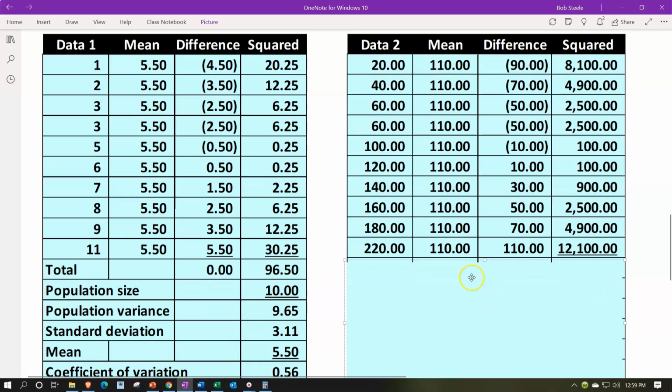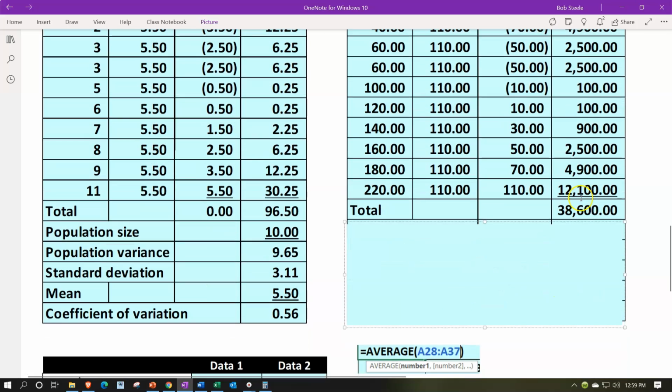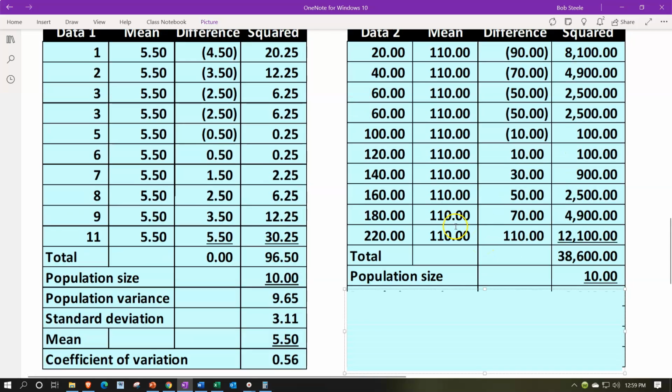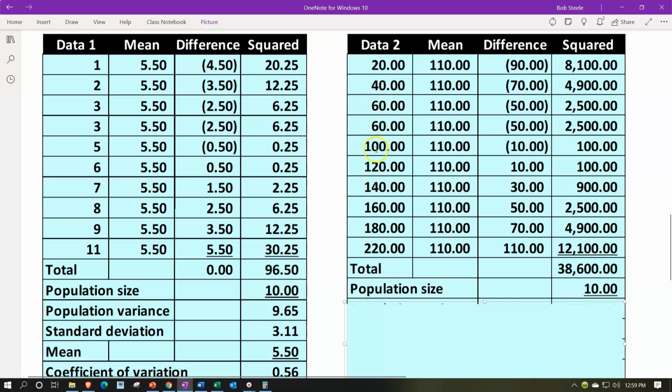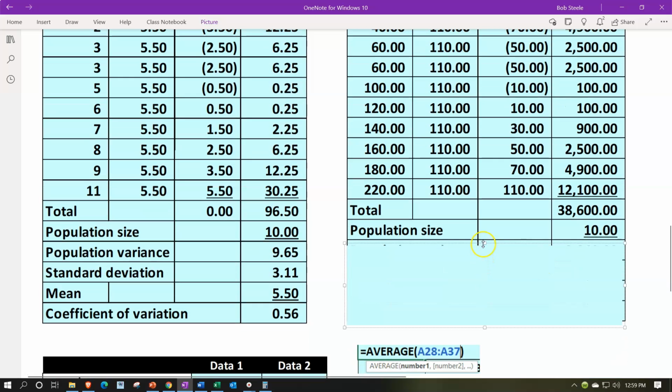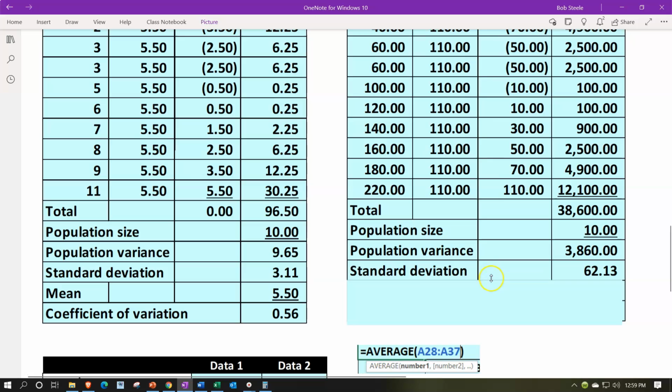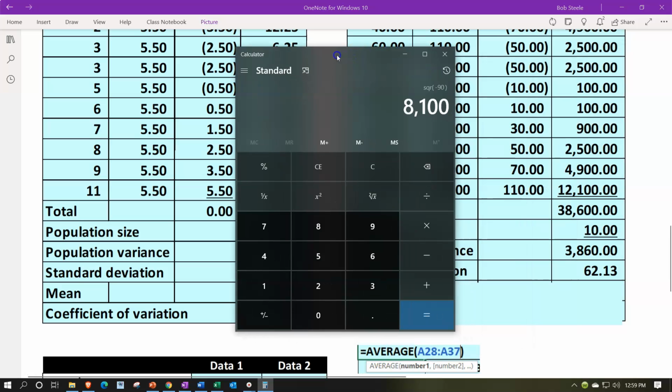So then we're going to go on down and total up the squared numbers, in this case giving us the 38,600. If we take the population size, which is just 1, 2, 3, 4, 5, 6, 7, 8, 9, 10 of them, divided by 10, we're going to get the population variance, the 3860. But again, these are in squared units. So if these were dollars, it'd be like squared dollars. So if we take that and take the square root of it, we get then the standard deviation.